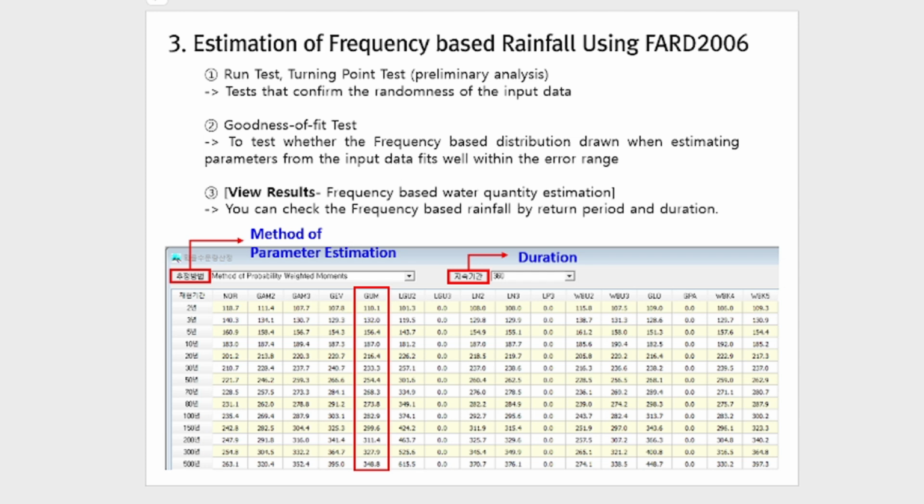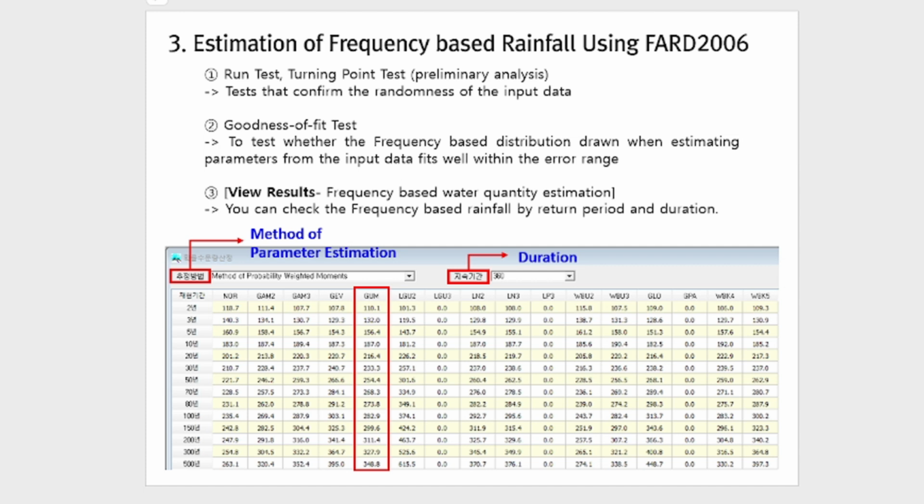And if you go to this section where you can click on this triangular button and then choose a different method of parameter estimation. In our case, we're interested in method of probability weighted moments. So you need to click this and make sure you choose this one.